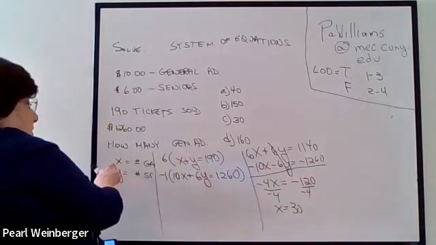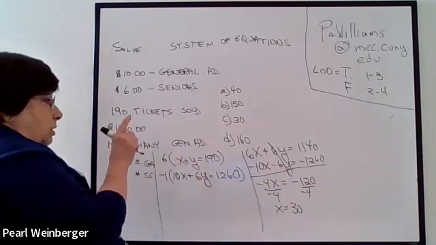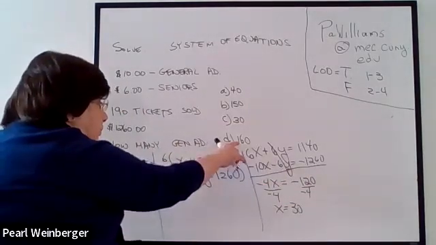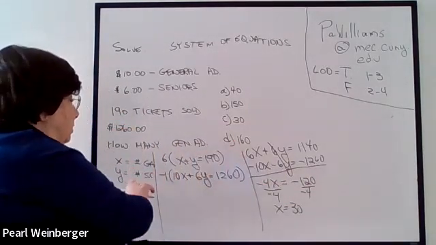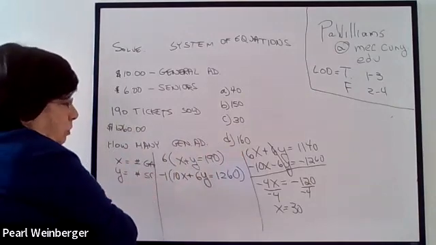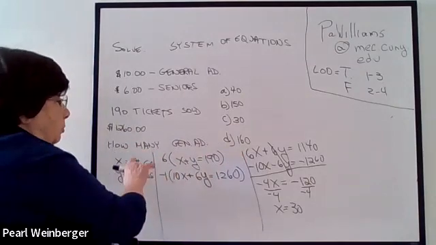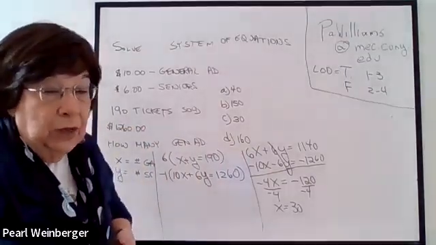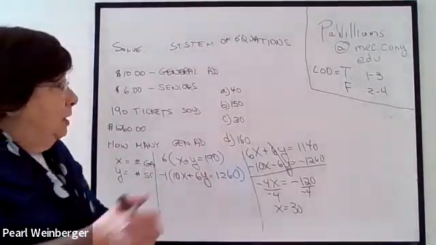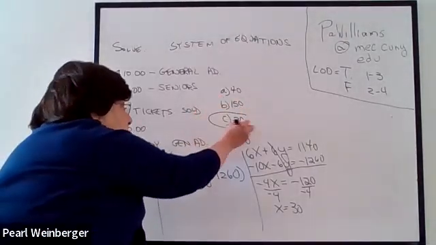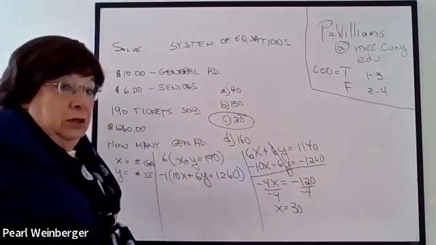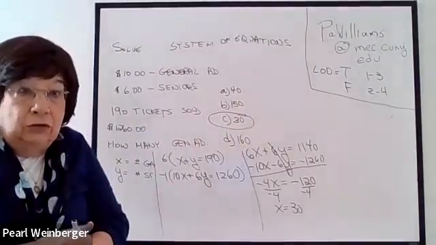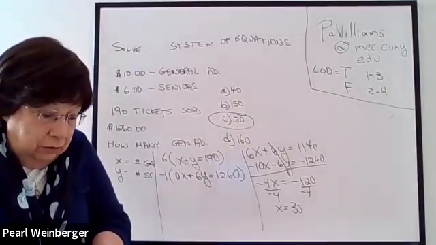And remember, x is the number of general admission tickets. Be careful: if you solved for y and your answer came out to be 190, realize that was how many senior tickets were sold, and you wanted to know how many general admission tickets. That's one of the things you're going to have to be careful about on a multiple choice exam, to make sure that you're answering the question. The correct answer was choice C. I hope some of you did get choice C as the correct answer.